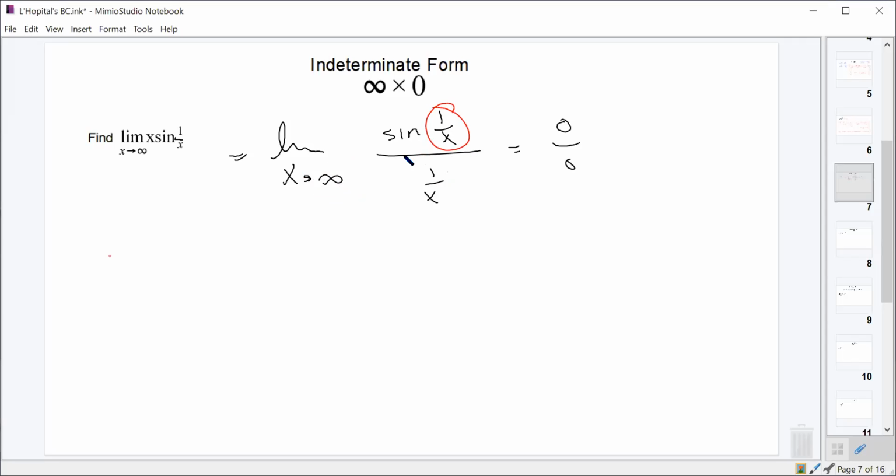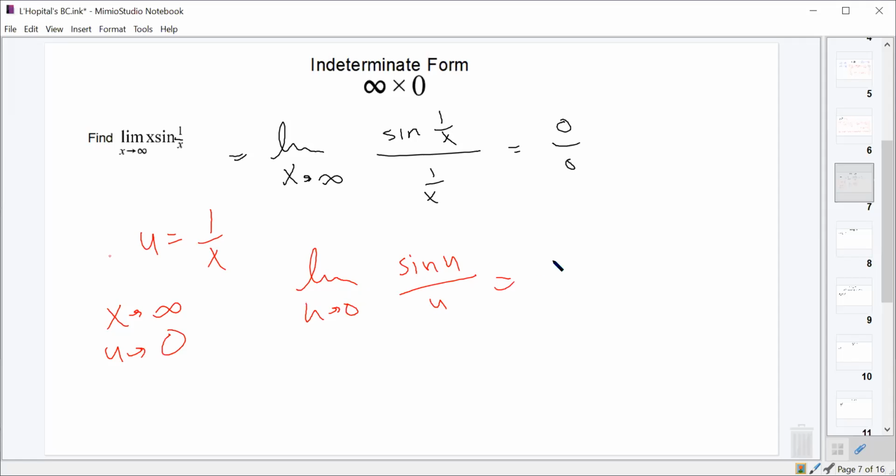Well, what if I just let u equal 1 over x? As x approaches infinity, what does u approach? 0. So this would just become a limit as u approaches 0 of sine u over u, which is 1, like you just said.